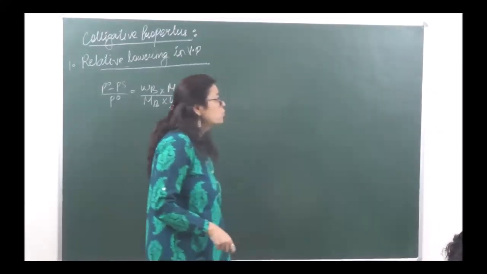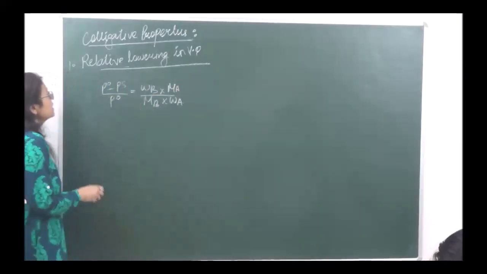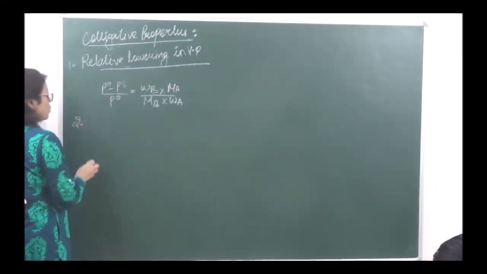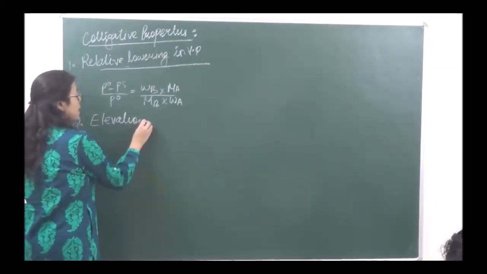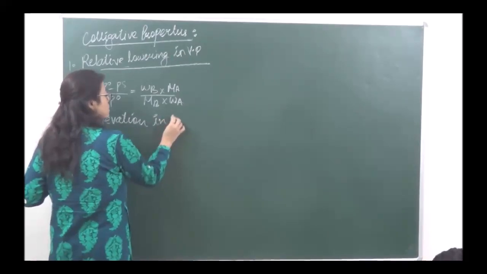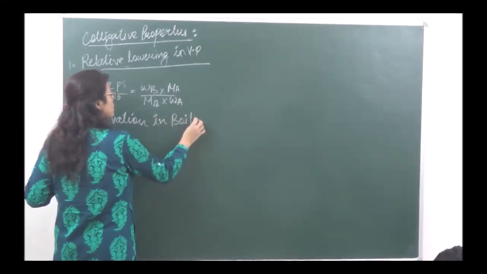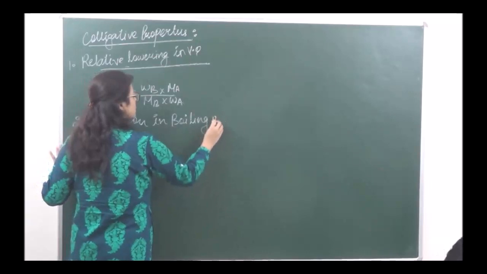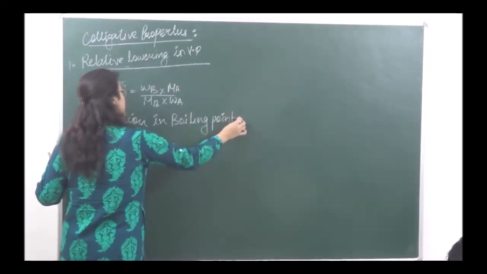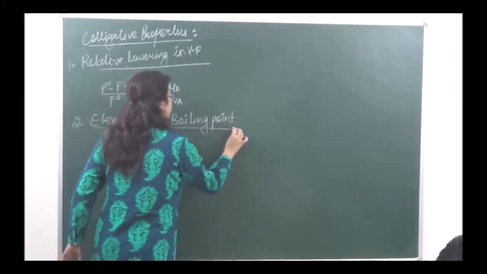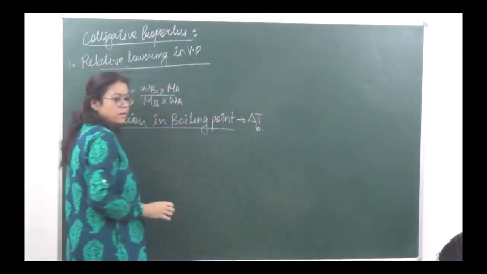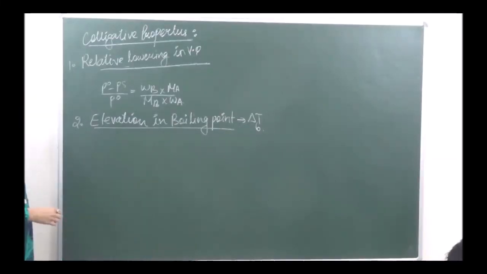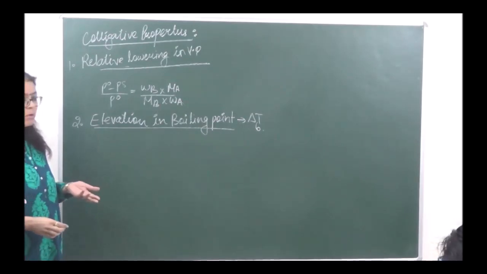Today we are going to do two colligative properties. The second one is known as elevation in boiling point. It is denoted by delta Tb. Right? Now, elevation in boiling point, elevation means increase in boiling point.